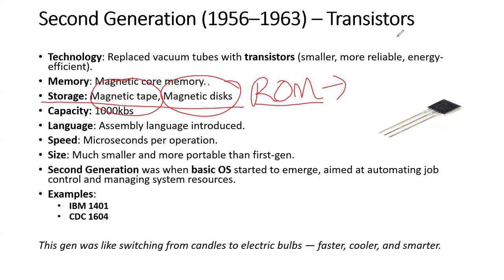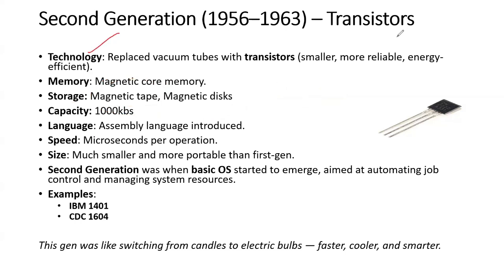This is regarding your storage. There have been certain advancements in the technology, in the memory and also in the storage in the second generation. As you can see, the capacity is also 1000 KB. So it has moved from kilobytes to megabytes.